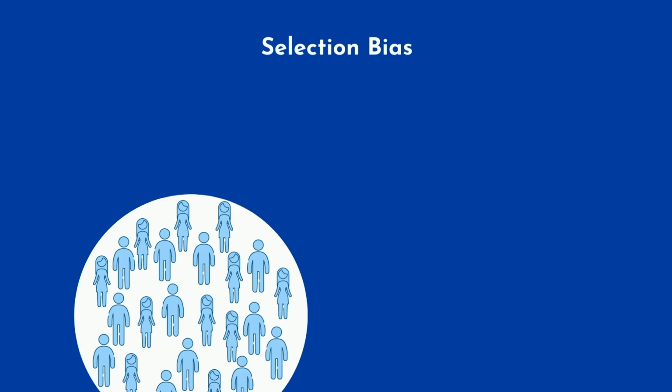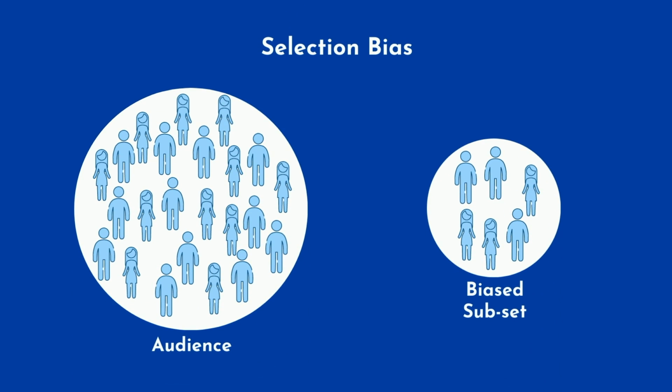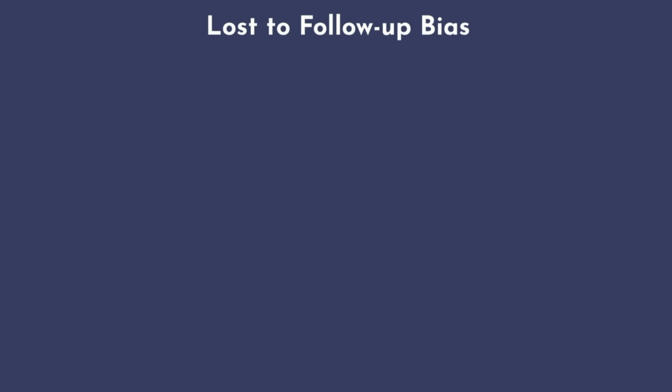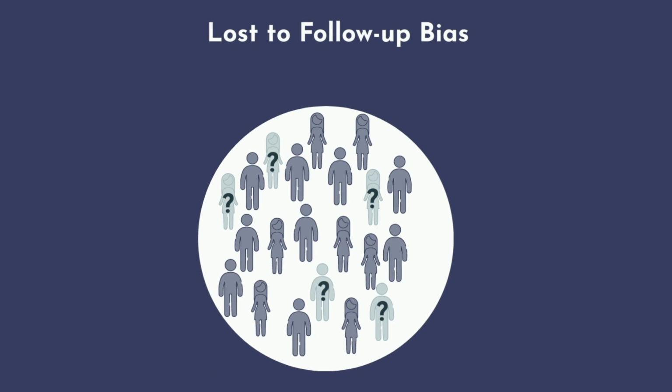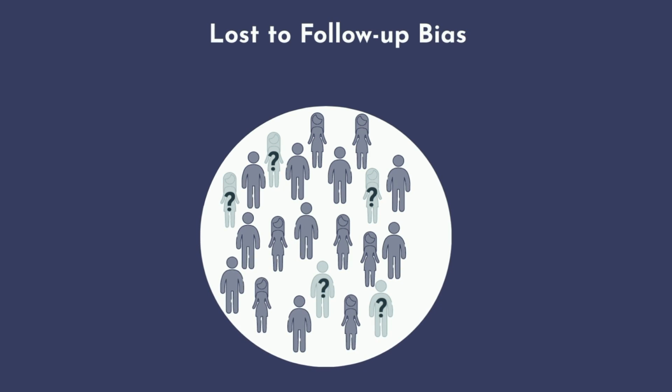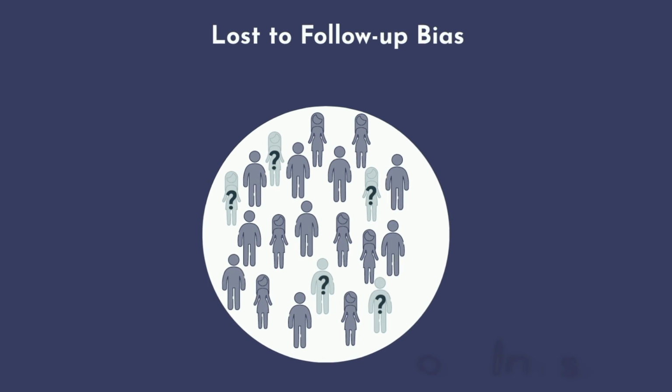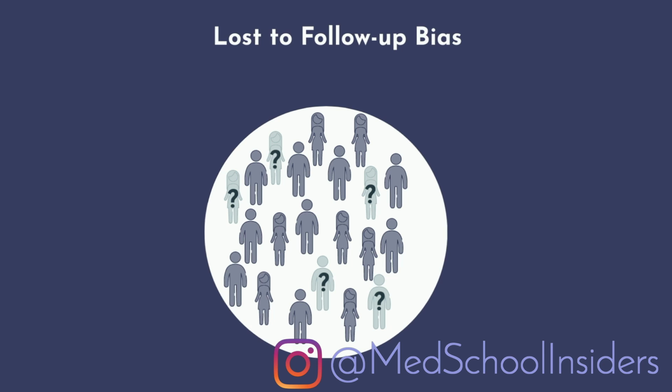Selection bias refers to the study population not being representative of the target population, usually due to errors in selection of subjects into a study or the likelihood of them staying in the study. In the loss to follow-up bias, researchers are unable to follow up with certain subjects, so they don't know what happened to them, such as whether or not they developed the outcome of interest.